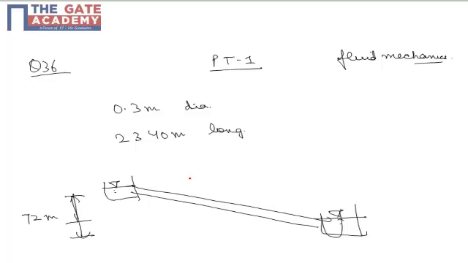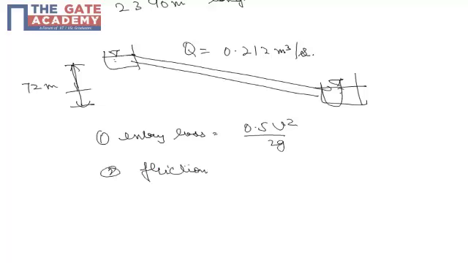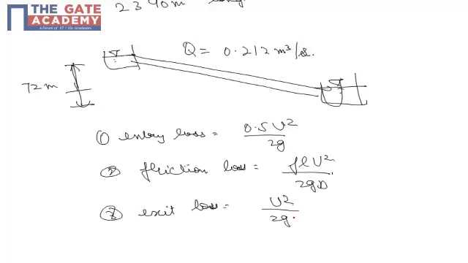The discharge through this pipe is 0.212 meter cube per second, after accounting for entry loss, which is 0.5 v square by 2g, friction loss, which is FLV square by 2gD, and exit loss, which is v square by 2g. Now this Q is after accounting for these three losses.